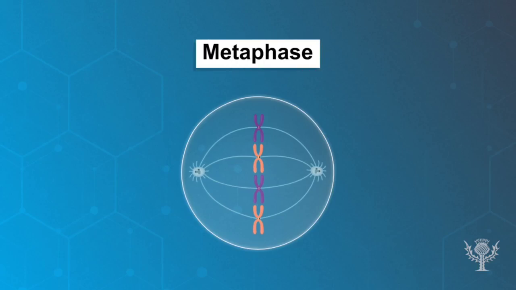Metaphase is characterized by the alignment of chromosomes at the metaphase plate, an imaginary plane in the middle of the cell. The spindle fibers ensure each chromosome is properly aligned.